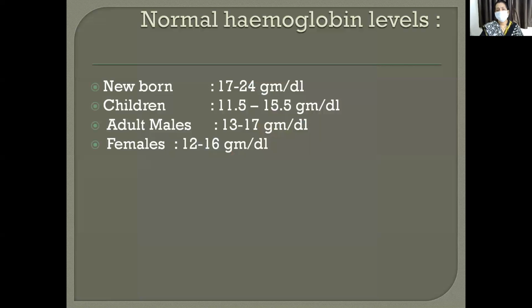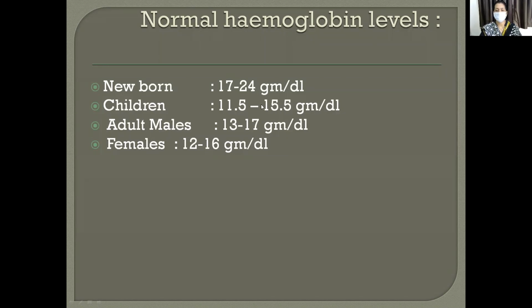So what are the normal hemoglobin levels? The normal hemoglobin is 17 to 24 grams per deciliter in the newborn. So in the newborn, if you're finding the cell counter report, when you ask for a CBC, giving you 22 or something, it's normal, it is fine. But if you see the same in the adults, then you must think of some pathological abnormality or change.